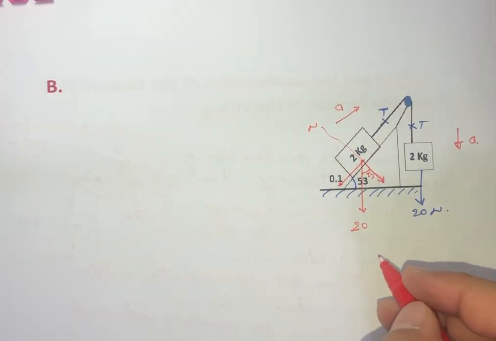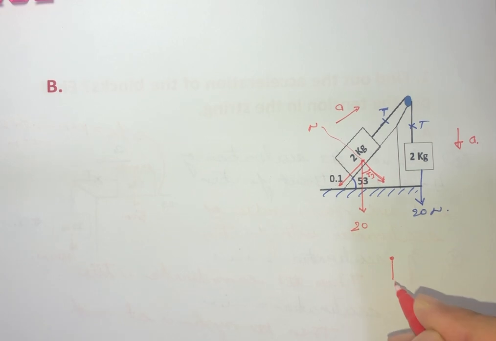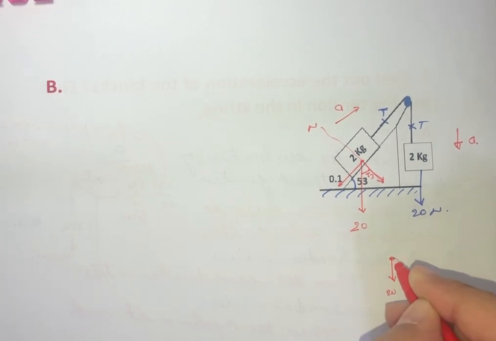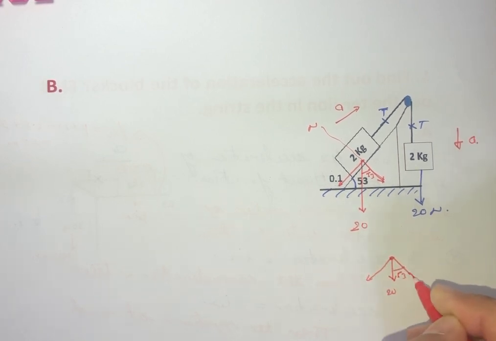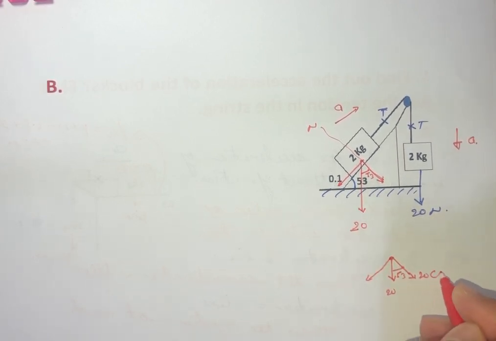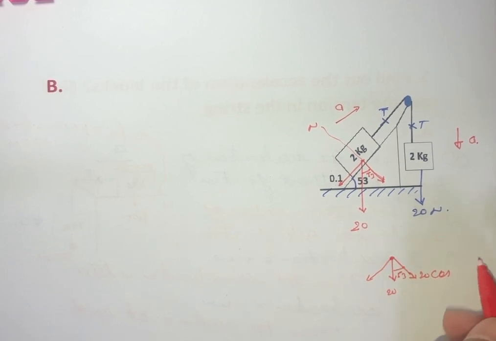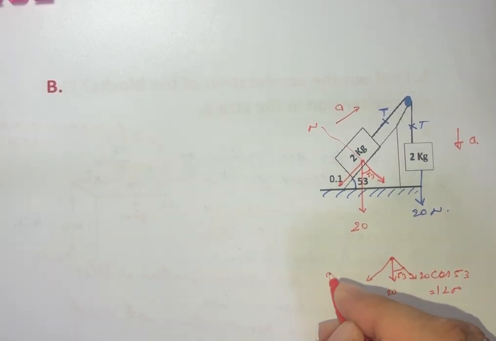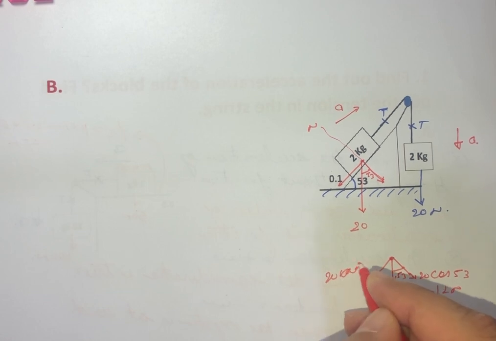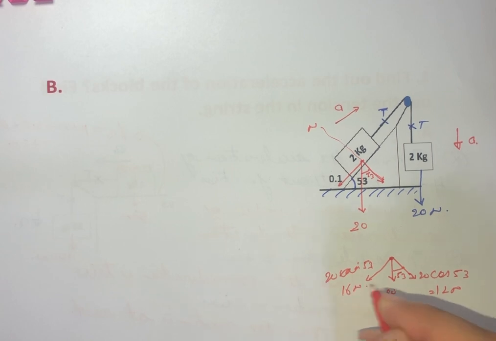Okay, let me draw it here. So we have this as 20, 53, and this will be our 20 cos of 53, which will be coming as 12 Newton, and this will be 20 sine of 53, and this will be coming as 16 Newton.